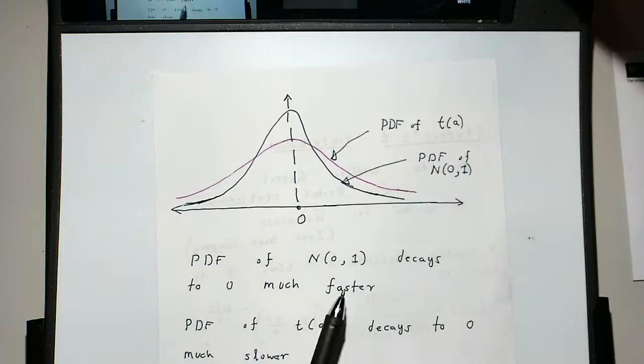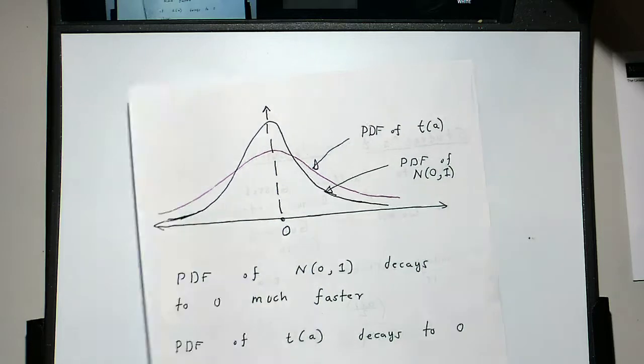So for this reason, the student's T distribution is known as the heavy tail distribution because it has thicker tails than the normal distribution. And the normal distribution is a light tail distribution, right? Whereas student's T is known as heavy tailed, right? Okay, right.